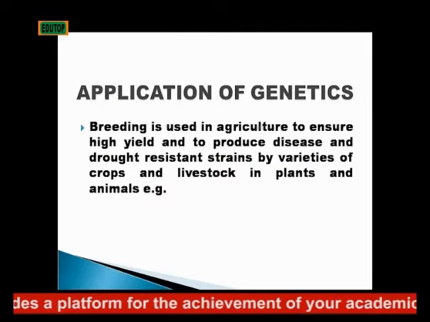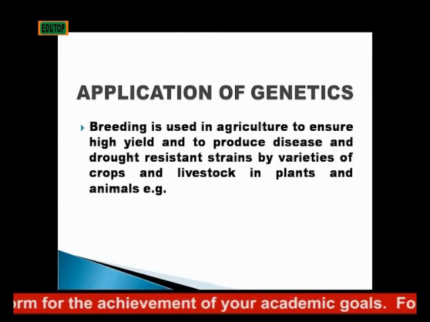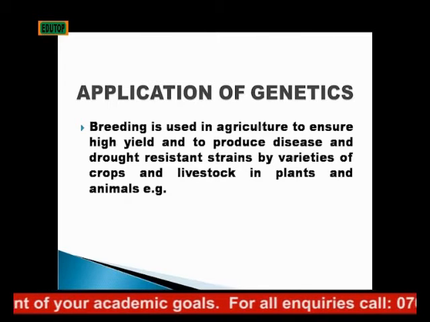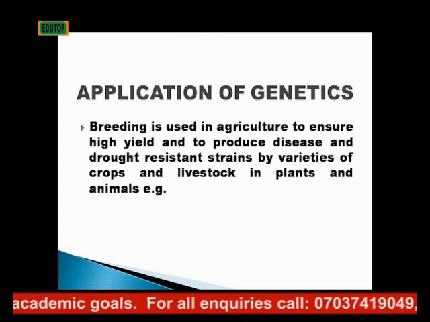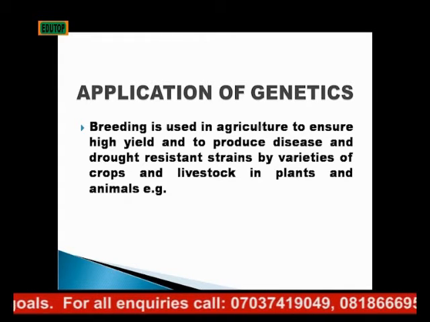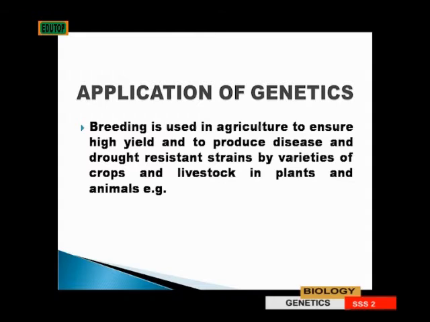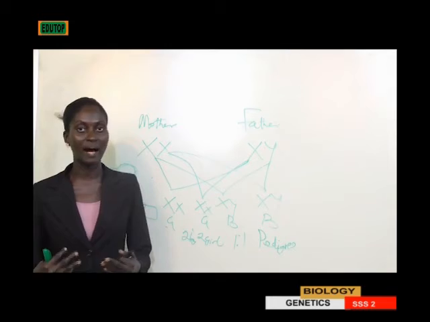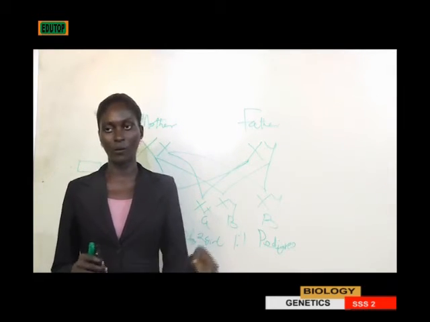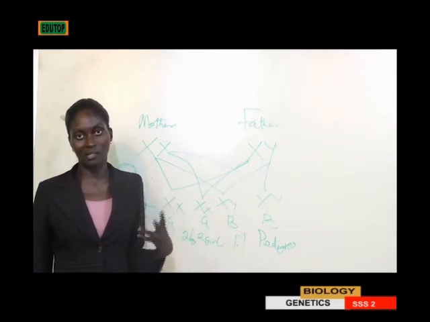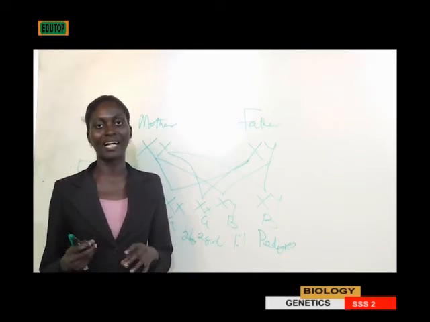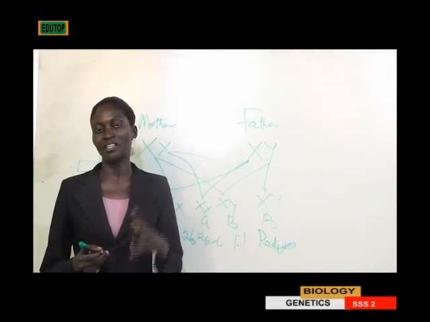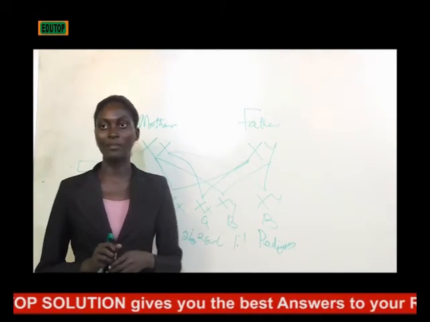What are the applications of genetics? In agriculture, breeding is used to ensure high yield and to produce disease and drought-resistant strains by variety of crops and livestock, in plants and animals. So plant breeders or animal breeders can help us get a better breed. For instance, when they get a cow that produces milk, they can cross it with another cow so that there will be a greater resistance in the cow, and there will be more yield of that milk.